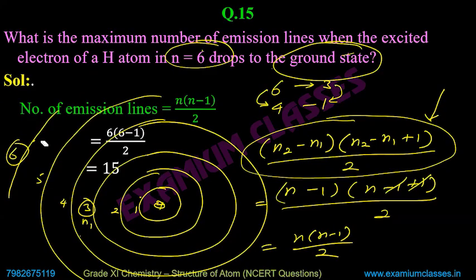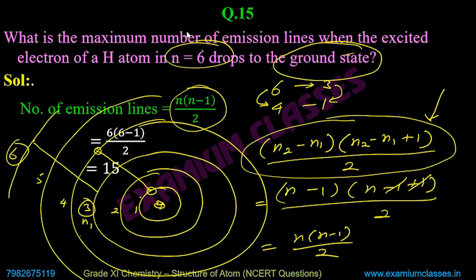Just shift it to 1. Shift this 6 to 3 by 2 levels towards the nucleus. So if you shift 6 to 3, it will be 4 to 1, and you can apply this formula with n equals 4. That's up to you, but I would suggest you remember both the formulas. Sir, can we also use summation of n2 minus n1?